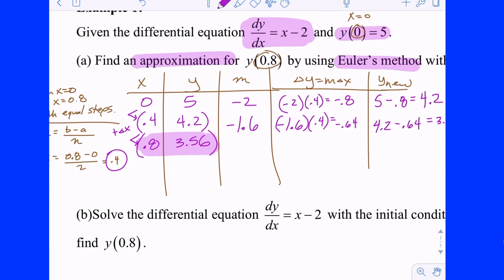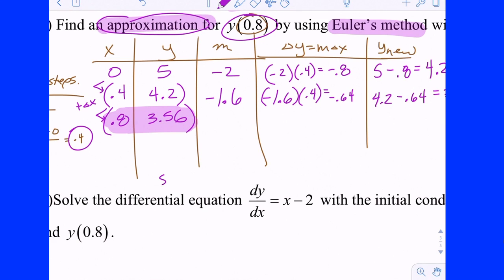Now you can't just leave it in the table and walk away. You have to make some type of summative claim. It says to find an approximation for y of 0.8. So we just say y of 0.8 is approximately 3.56.